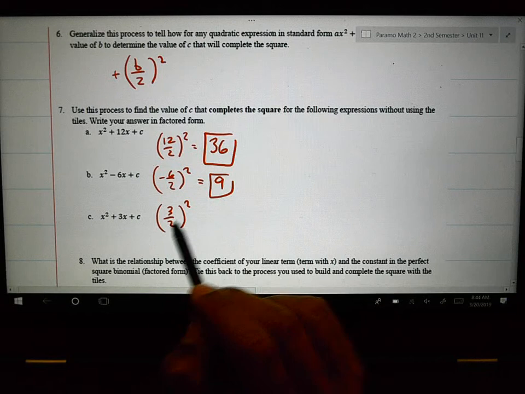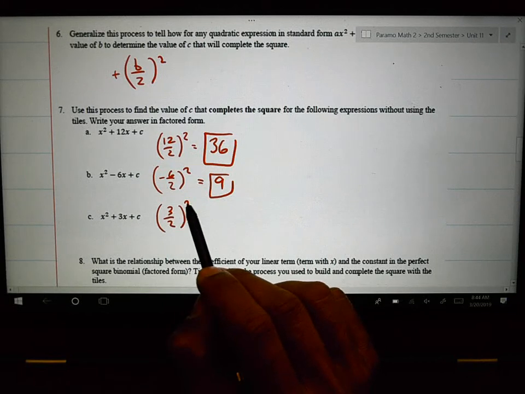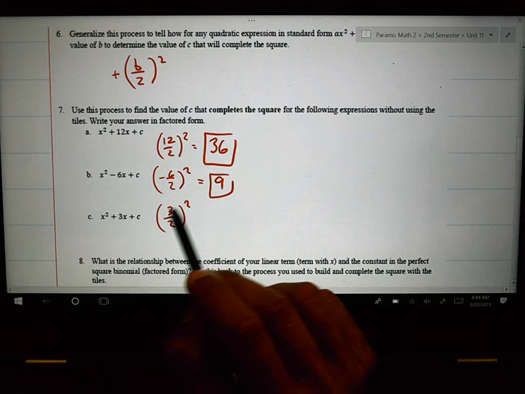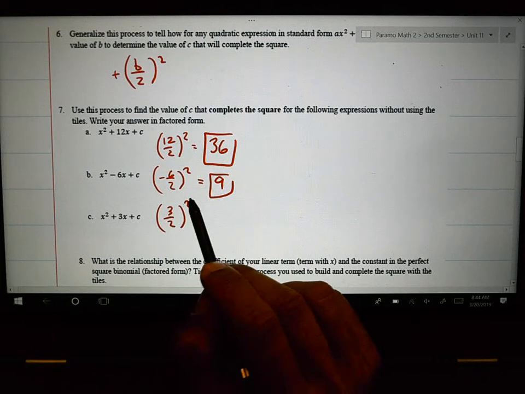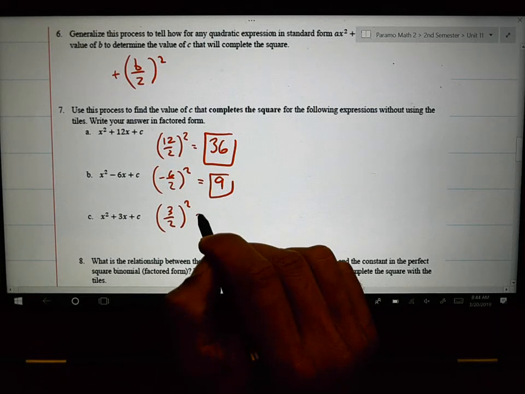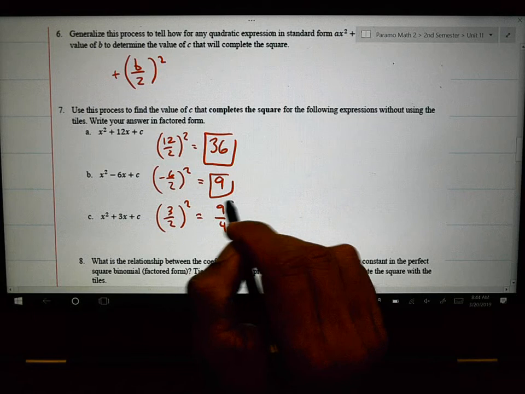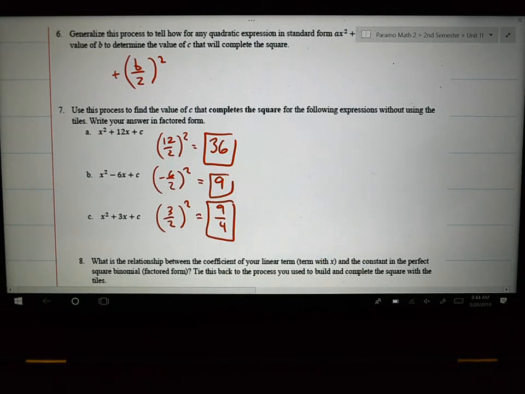And then you square it. Square the top and square the bottom. You know how to do 3 squared. You know how to do 2 squared. What is 3 squared over 2 squared? That is why we taught you fractions, so you can give us answers as fractions. It's easy. Don't make it harder than it is.